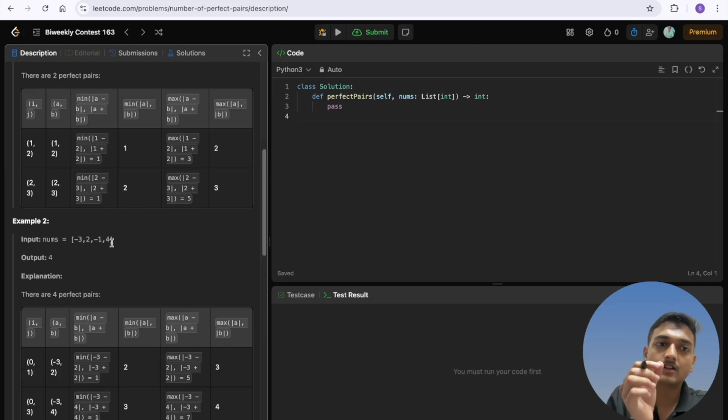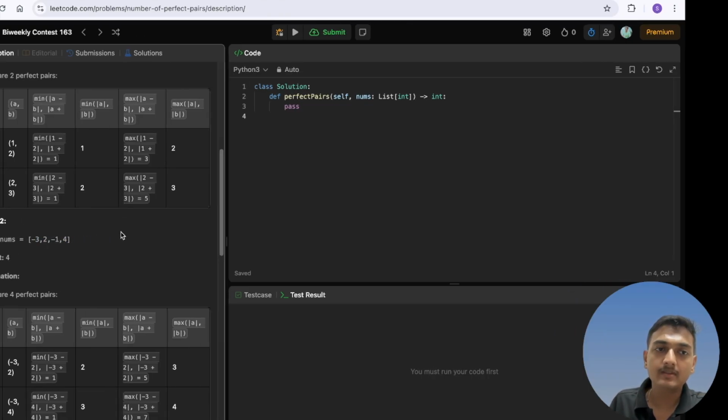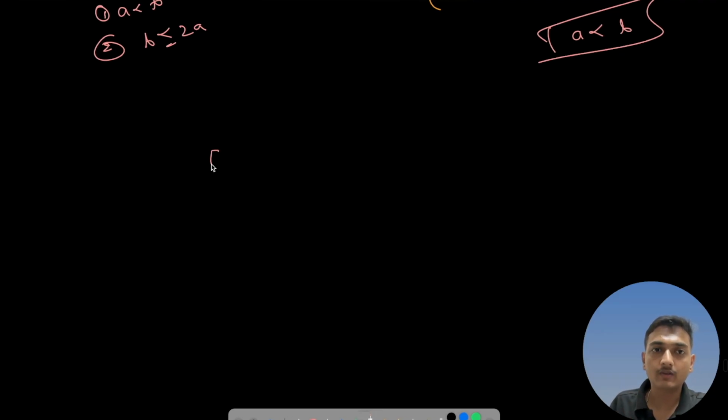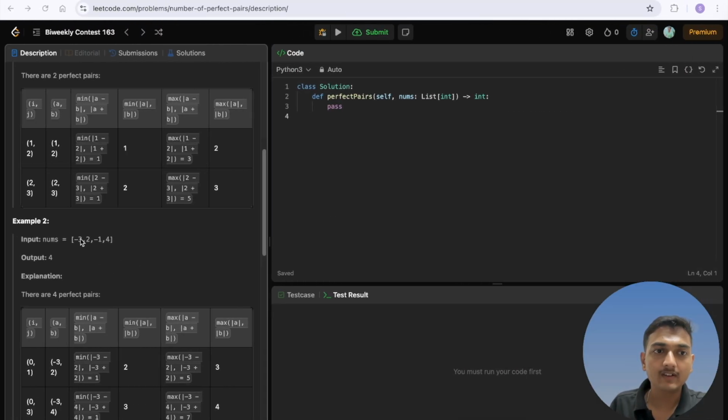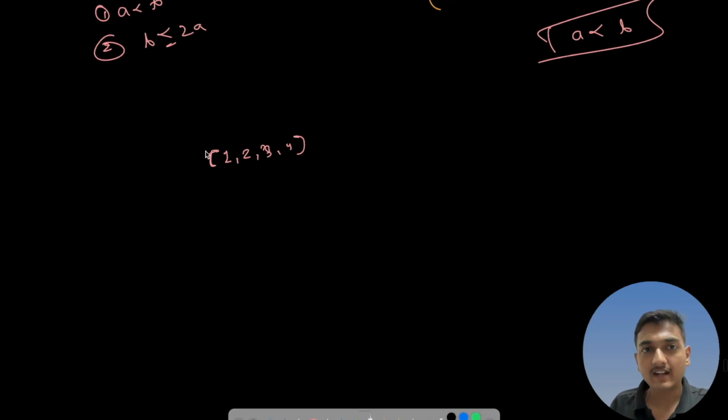Sorting will be based on the absolute value. So if I'm getting 1 2 3 4, I will ignore the negatives. I will just be sorting based on the absolute value. So if I sort this array, I will get something like this. Super. Now what is the next thing I need to do?